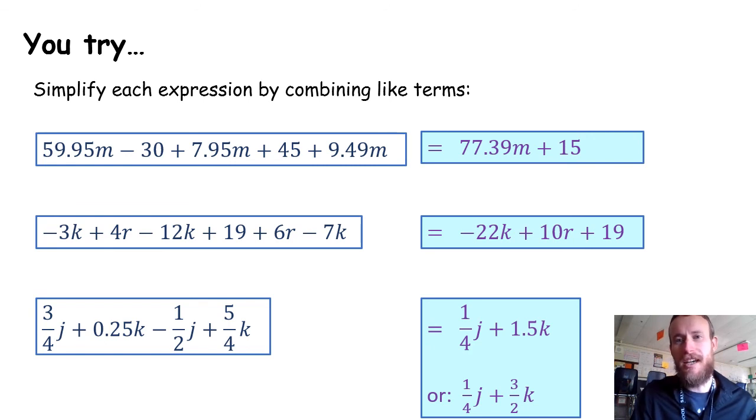So see how you did, and hopefully you're getting the hang of combining like terms. It's important to note that we cannot combine these further, right? So if we have a variable term like 77.39m, we don't know what that is because we don't know what m is. So we cannot add it to 15. And sometimes students want to do an extra step to kind of condense it down to just one term. We can't do that. So it's important to recognize that things are unlike terms. Variables and constant terms are different.